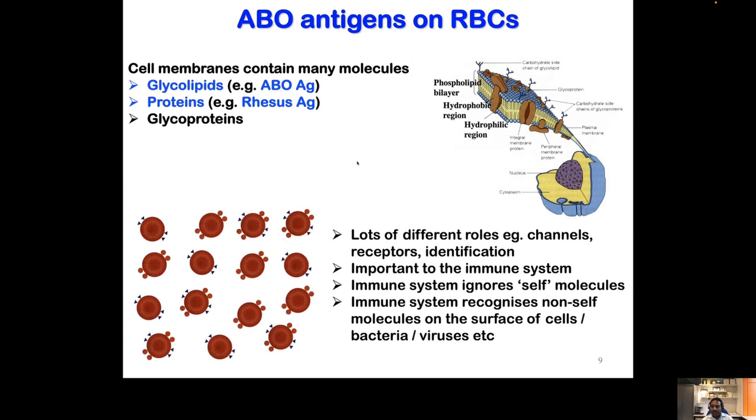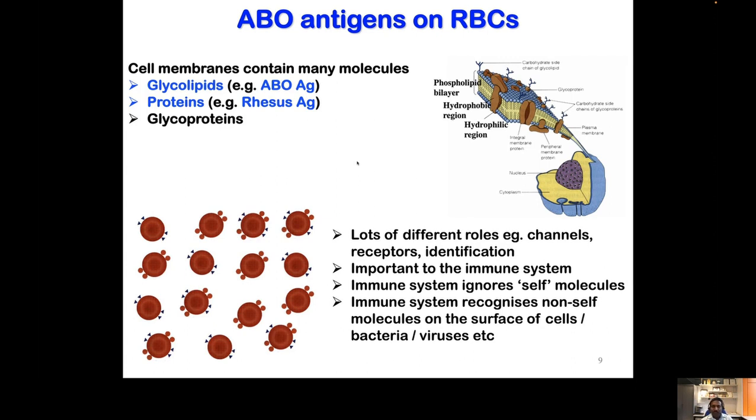Okay, so now we're going to talk about ABO antigens. So what are ABO antigens? Because these are the important antigens we will be talking about again and again whenever we are talking about blood donation or blood transfusion, because they are really important. Okay, so these antigens are present on the red blood cells.